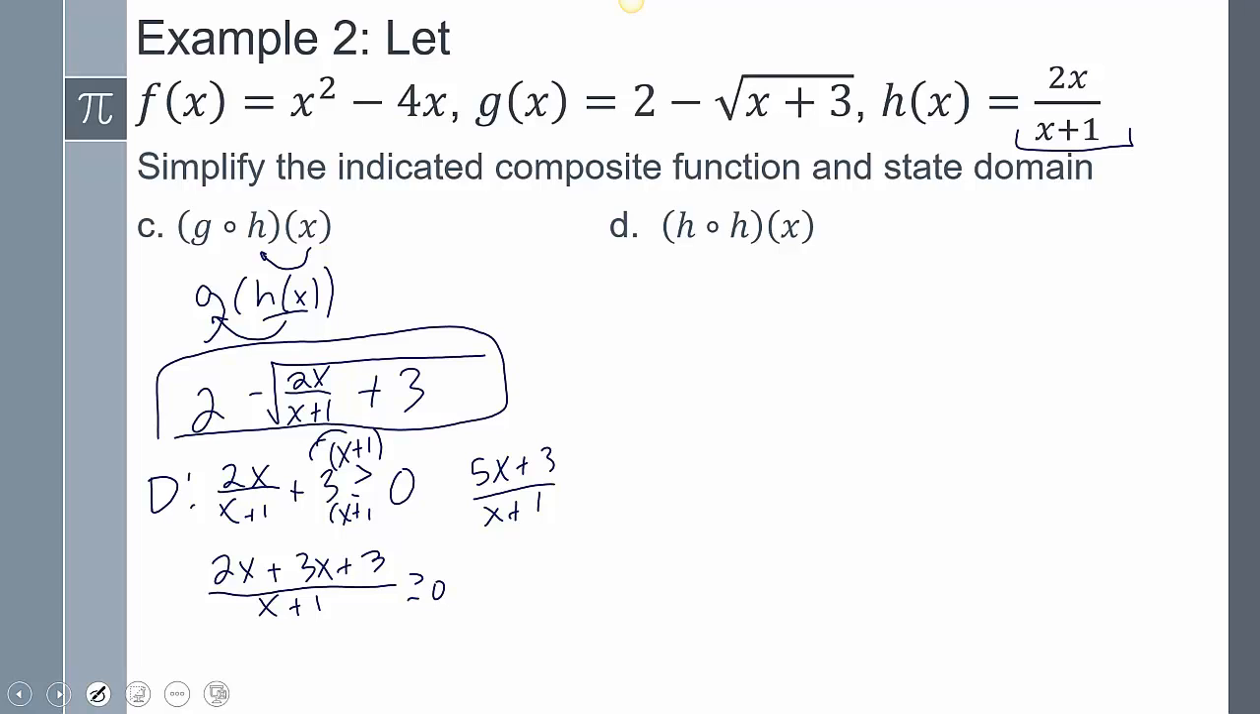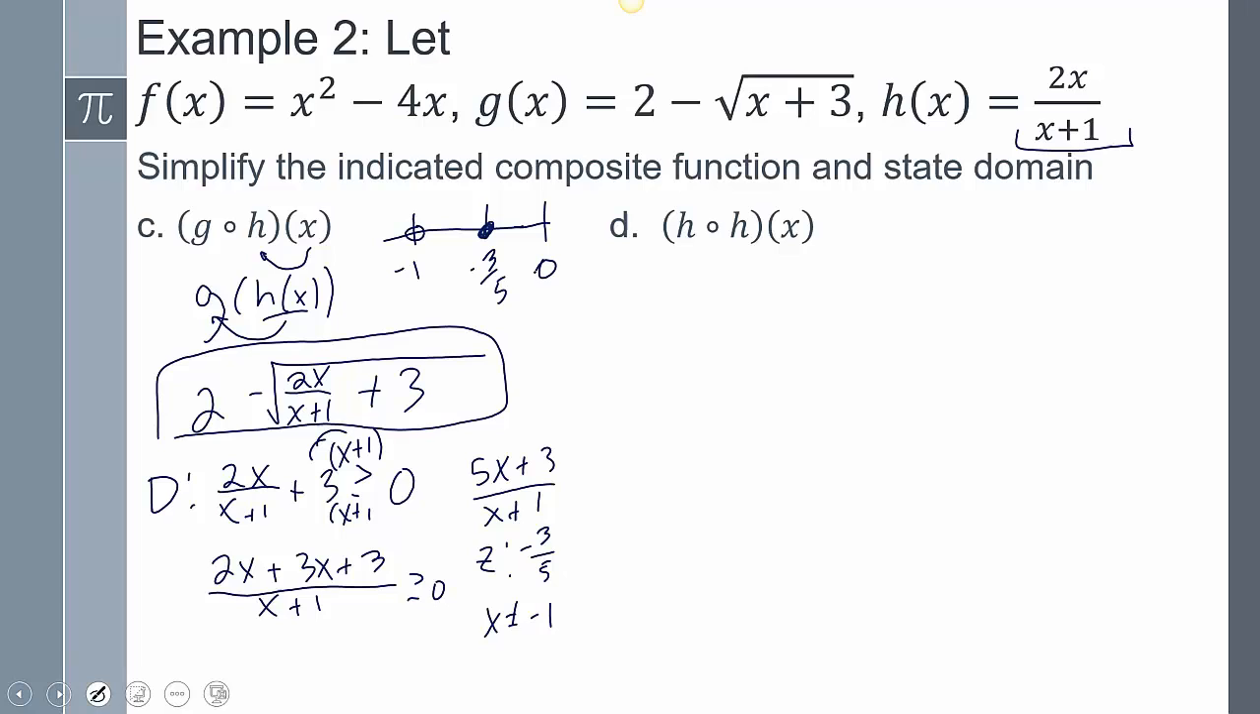So now, if I set the top equal to 0, I'm going to get -3/5, because I subtract the 3 and divide by 5. And then my undefined value, I get x cannot equal -1. So I have to create that number line again. Creating that number line, I have -1 here. We said it can't equal that, so that's an open circle. And then I also have -3/5, and that's going to be a solid circle, and that's going to be 0. But that's not an actual value.